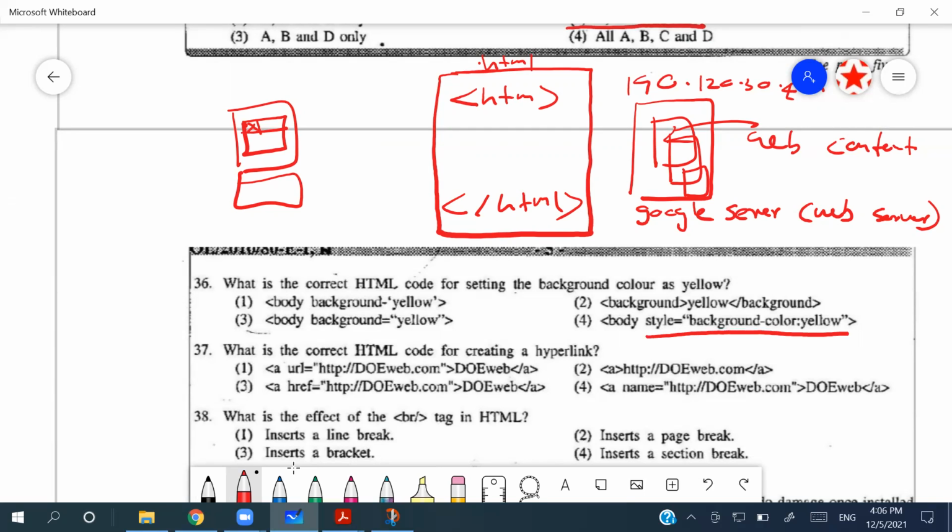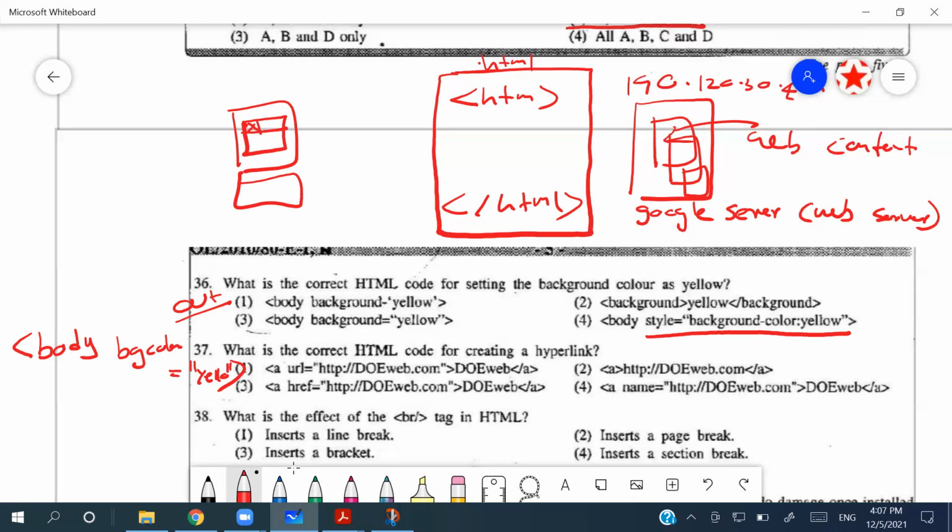We call these things style sheets. You can have the marks for that, people. This is out of syllabus. It is something for the A levels, not for the O levels. In your criteria, background color is given by the BG color inside the body tag. So if you say body, then put BG color equals yellow, then you can close the body tag. That will give a background color to the web page.